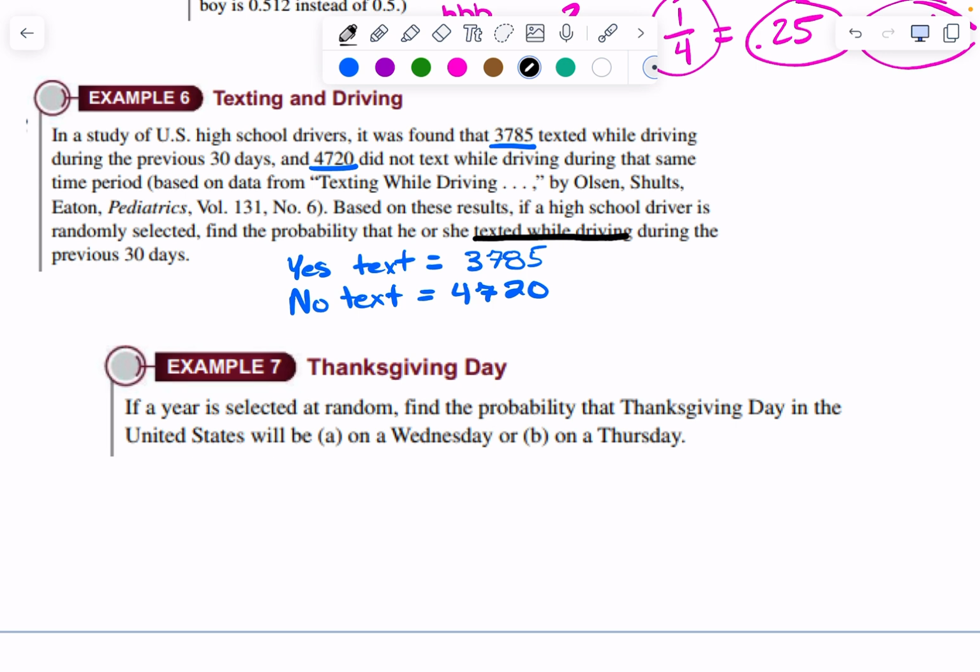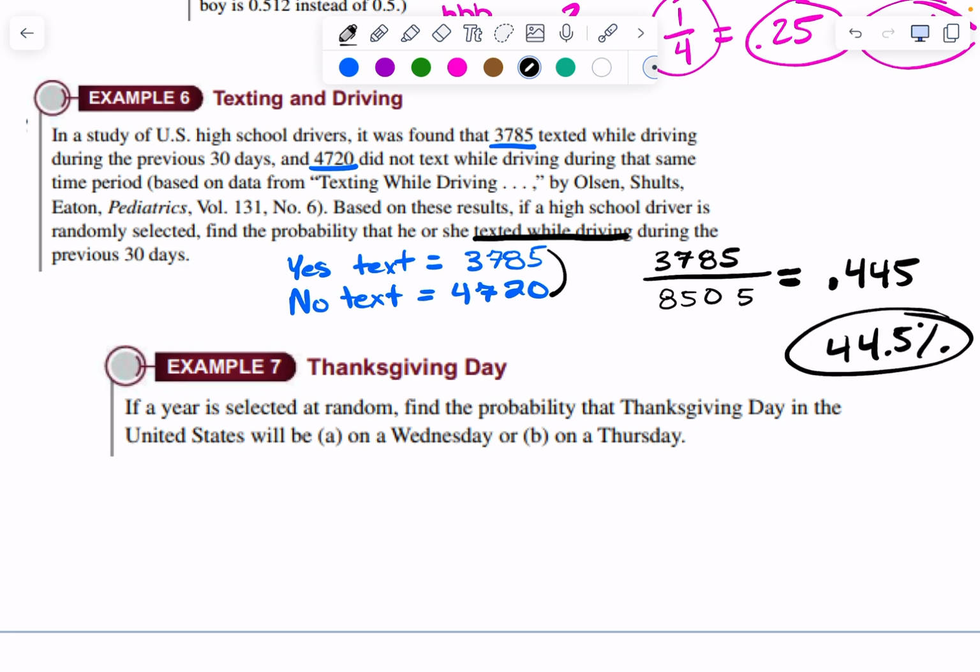So we want to know the yes-ers. So 3785 out of 3785 plus 4720, out of these 2 added together. 8505. And we got to divide 3785 by 8505. A little less than half. 0.445, or 44.5%, whichever you want to do. I don't care. Okay? Make sense?